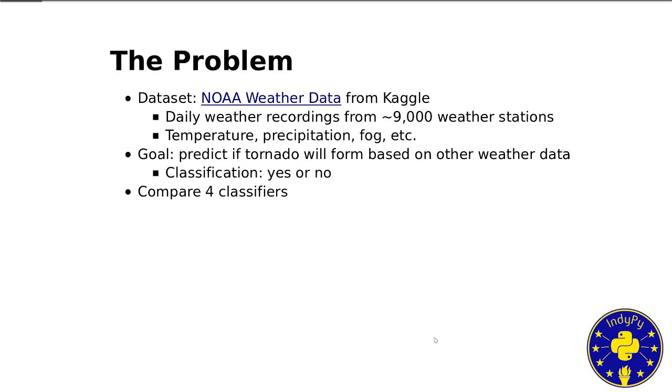So as mentioned, our goal is just to predict, given this other weather data, if a tornado is going to form. So it's a classification problem. It's just a yes or no answer. There's not necessarily any probability of tornado, just yes, I think there will, or no, there won't. And so because Scikit-Learn is awesome, we're going to compare 4 different classifiers. So we're going to train 4 classifiers in 15-ish minutes.